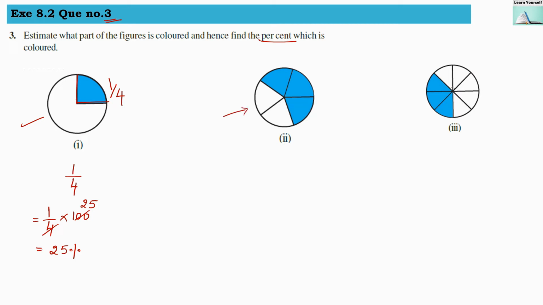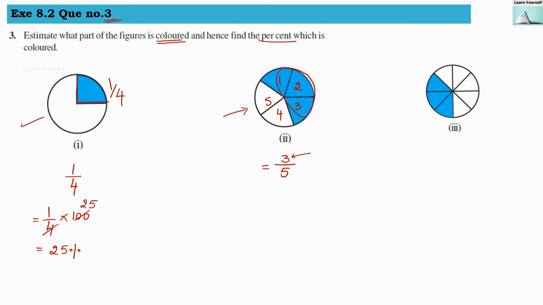As we can see, how many parts are there? 1, 2, 3, 4 and 5. Total 5 parts are there. So into the denominator we are going to write 5. And out of 5, 3 parts are colored over here. So we are going to write 3 in the numerator because we are going to find out the percentage for the parts which are colored. So that's why we have written here 3 at the top.